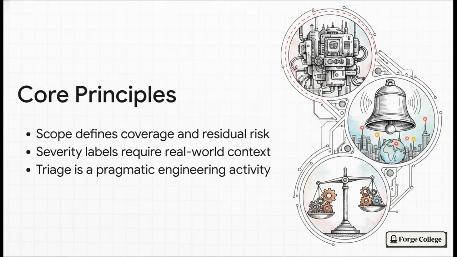So, let's do a quick recap of the core principles we've covered in this lesson. First, scope defines coverage. You need to know exactly what was examined so you can manage the residual risks of what was excluded. Second, severity labels are great guidance, but they require your real-world context to determine the actual urgency. And third, triage is a pragmatic engineering activity. An audit is a repeatable engineering control. It's not some unpredictable, chaotic external event. If you approach it systematically, it becomes one of the absolute most powerful tools in your secure development arsenal.